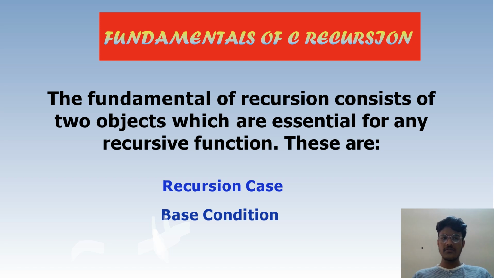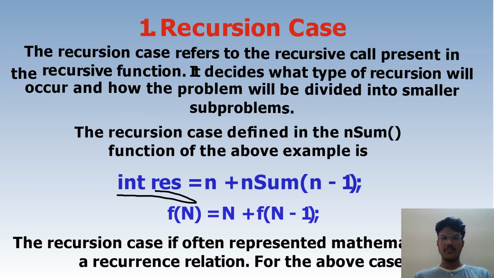Fundamentals of recursion functions. The fundamentals of recursion consist of two objects which are essential for any recursion function. The first one is the recursion case and the second one is the base condition. Recursion case: the first fundamental of a recursion function is the recursion case. The recursion case refers to the recursive call present in the recursion function. It decides what type of recursion will occur and how the problem will be divided into similar subproblems.